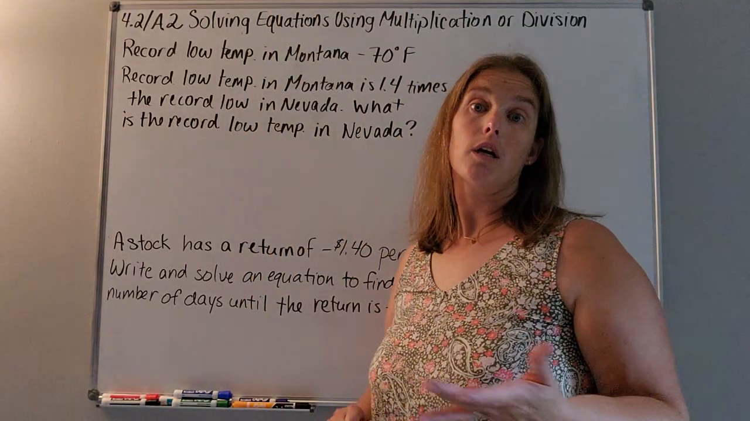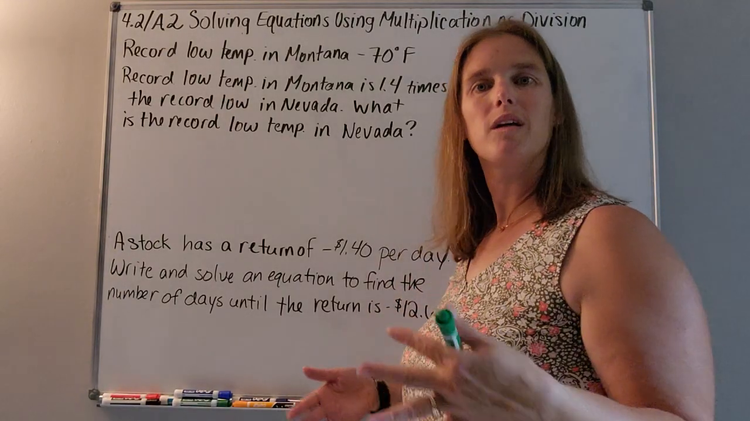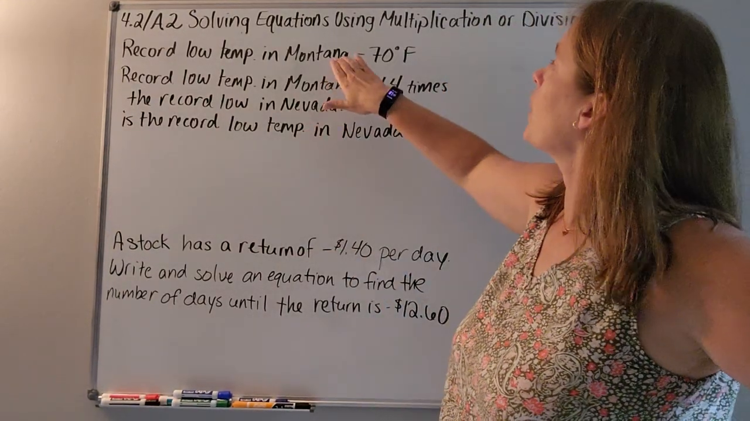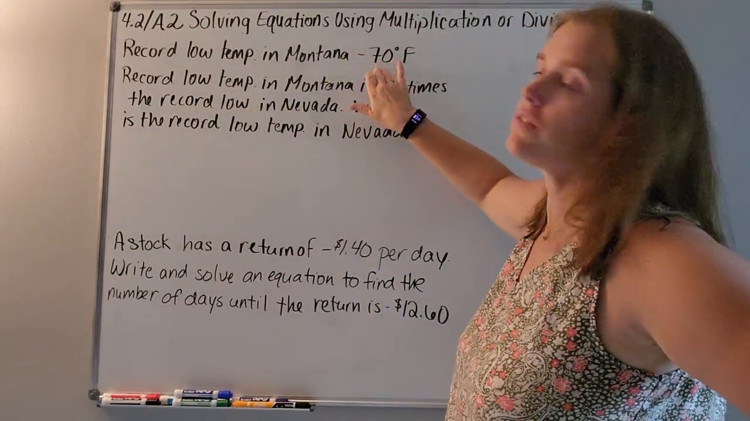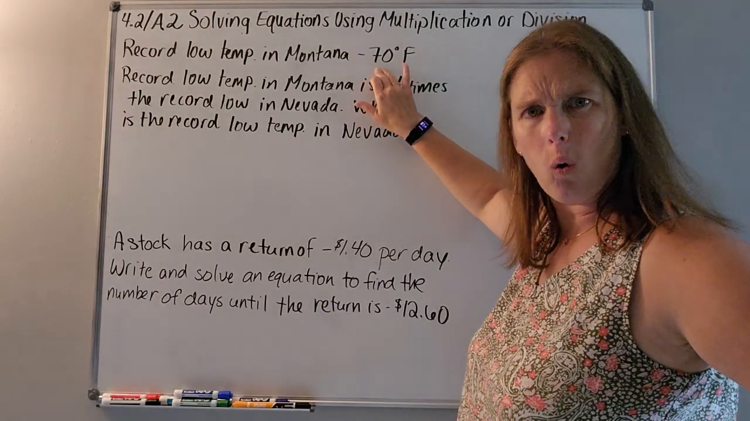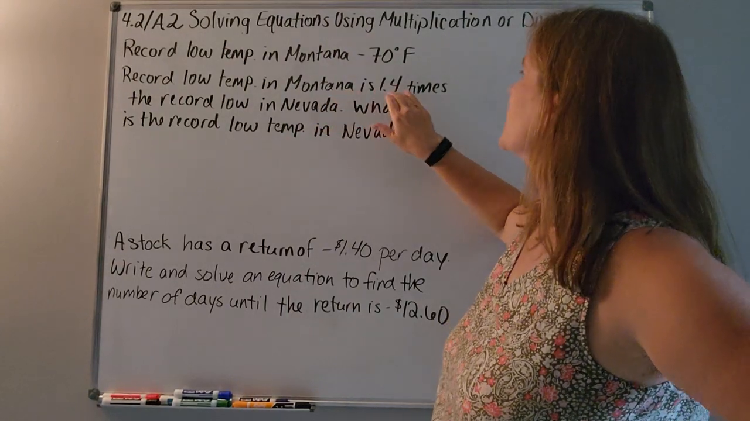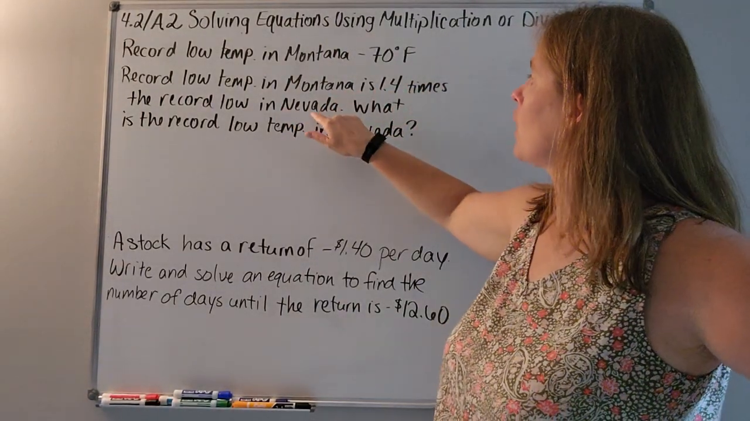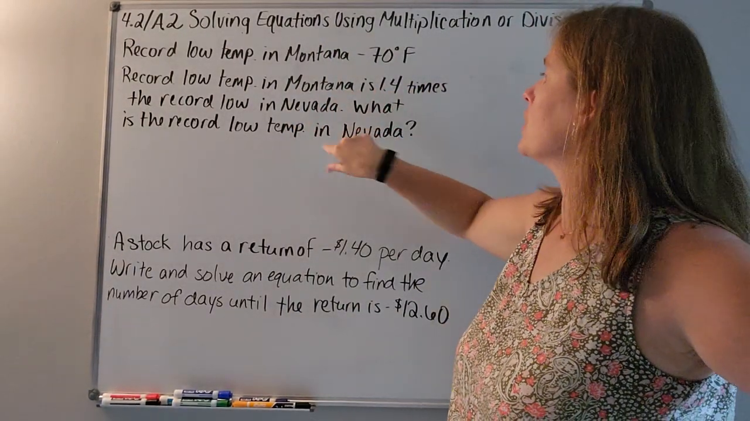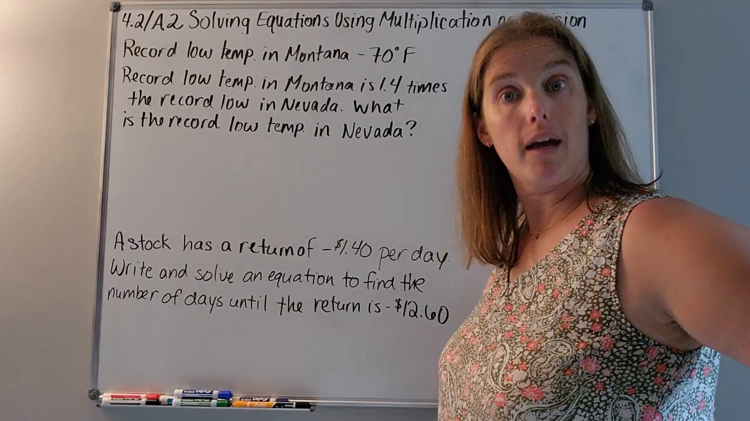Okay, now we're going to take a look at a few examples involving some word problems, trying to apply some things to real life. So the record low temperature in Montana is negative 70 degrees Fahrenheit. That's cold. It's really cold. Wow. The record low temp in Montana is 1.4 times the record low in Nevada. What's the record low temperature in Nevada?